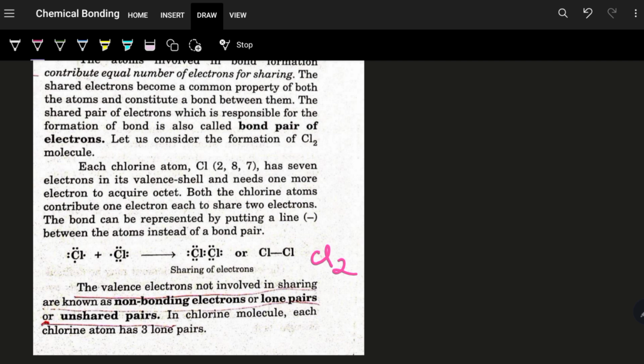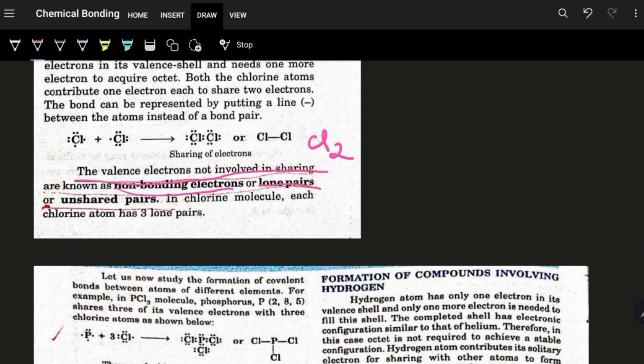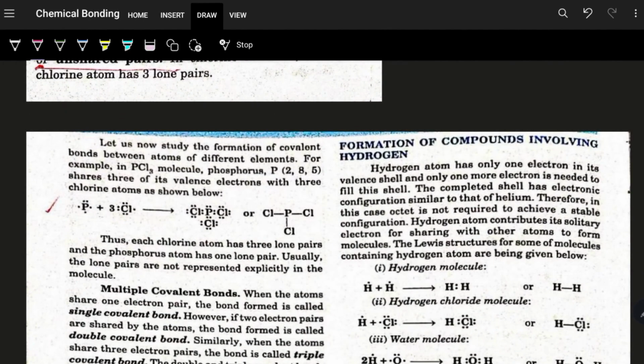Now the valence electrons not involved in sharing are non-bonding, and if they exist in pairs, they are known as lone pairs. If they exist as a single electron, they are called odd electrons. They are non-bonding electrons because they are not involved in the mutual sharing. So this is the formation of the PCl3 molecule forming covalent bonds, because phosphorus has 5 valence shell electrons, and chlorine needs 1 electron, it has 7. So like this it is.